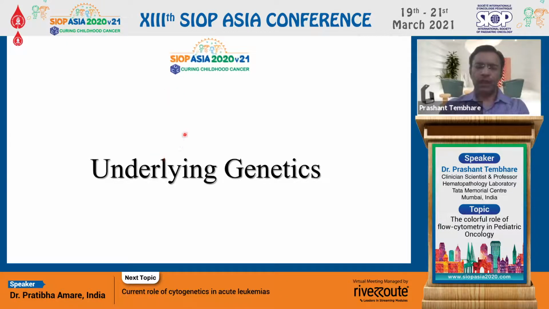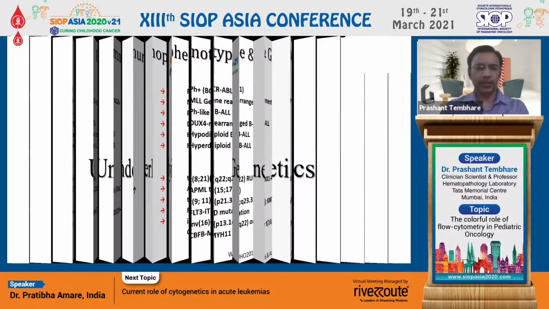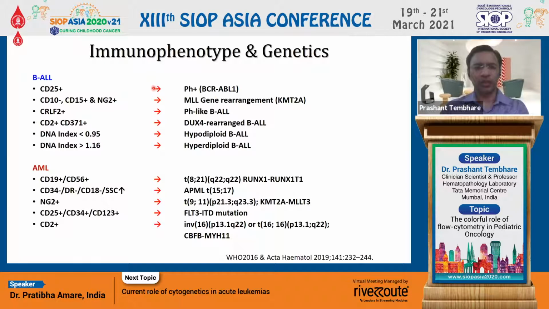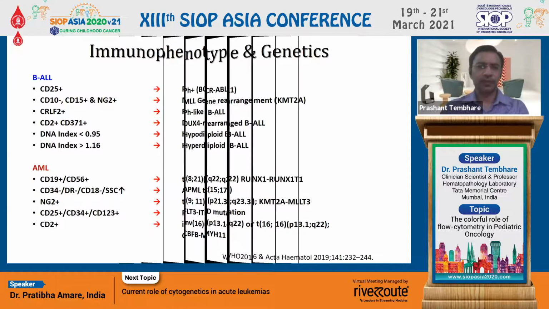Now, to identify the underlying genetics, some of the features which help suggest it are like this. CD25 suggests Ph positive ALL. Expression of NG2 and absence of CD10 suggests MLL gene rearrangement. In the same way, in AML, CD19 and CD56 suggest the t(8;21) translocation. Presence or absence of CD34 and HLA-DR with high side scatter indicates APML. And the triple combination of CD25, CD34, and CD123 is highly suggestive of FLT3-ITD mutation.